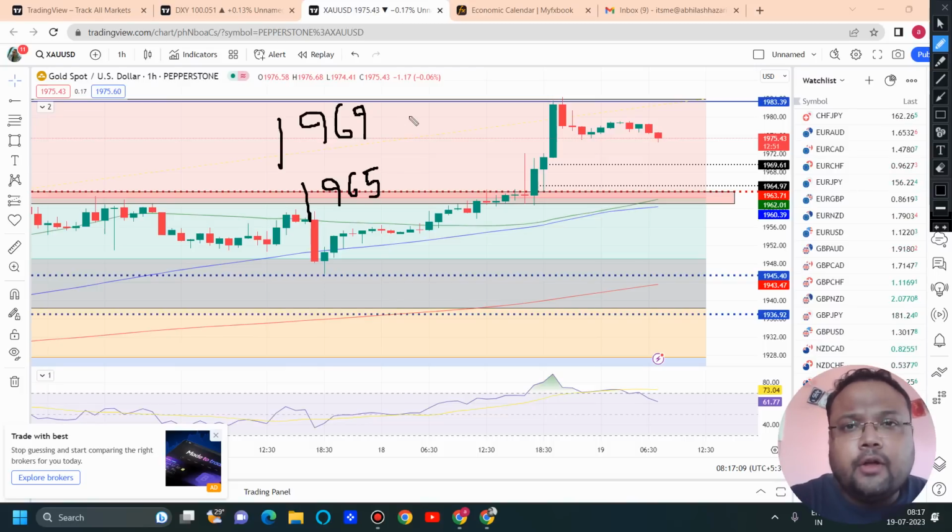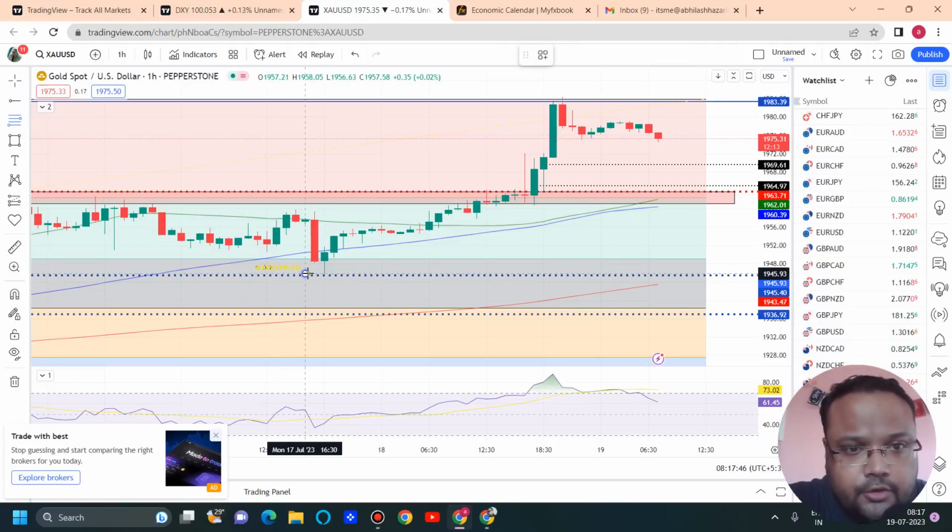During the day, if the volatility of the market is low, observe the market at the 1969-65 level. You can expect a minor bounce of 25 to 30 pips. If you're a day trader, if you're a scalper, then you can consider taking a buy position around the 1969 to 1965 level if market takes support. You want to know why? Let me show you.